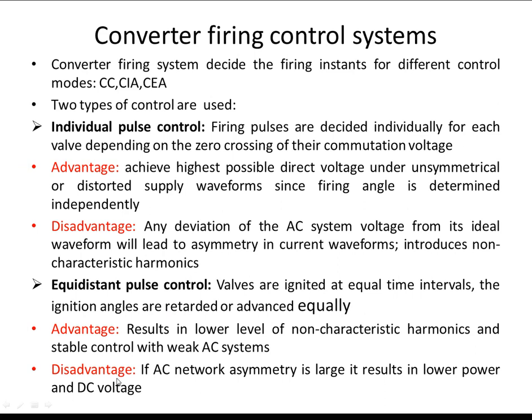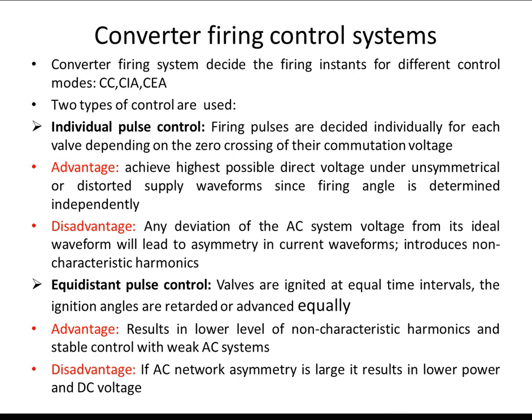One disadvantage of this control is that if the AC network asymmetry is large, it results in low power and DC voltage at the DC side. So this is the one disadvantage of the equidistance pulse control scheme.